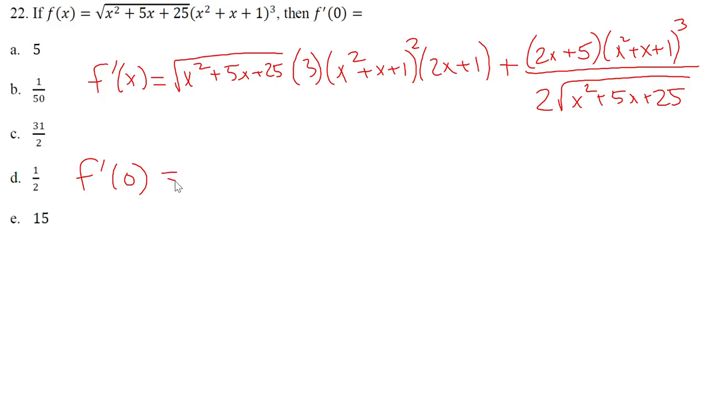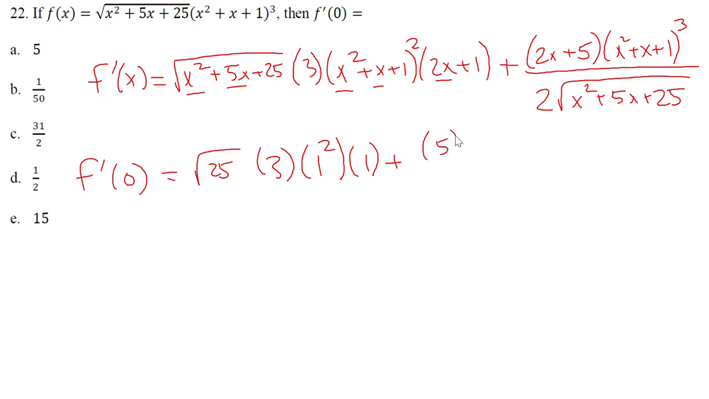Well, if x is 0, x squared and 5x are both 0. So this is just the square root of 25 times 3. x squared and x will both just be 0. So that's just 1 squared. 2x will just be 0. So that's just 1. And then we'll have 2x plus 5, which will just be 5. And x squared plus x plus 1, which will be 1 cubed, over 2 times the square root of 25.